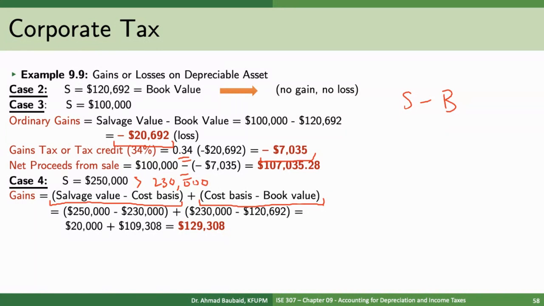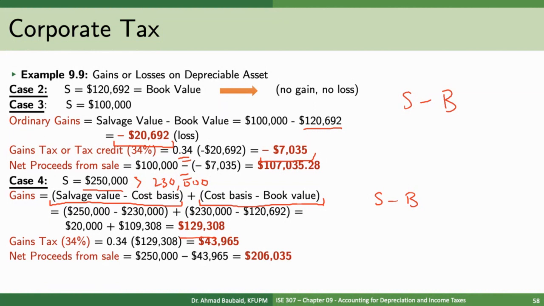It doesn't really matter. You don't have to do it this way. You can also, same way, do salvage value minus book value, same as before. That should give you the same answer. So if you do this here, salvage value minus the book value, that should give you the same answer. And then you take this amount and you tax it at 34%. And similarly, you compute the net proceeds, same as before.